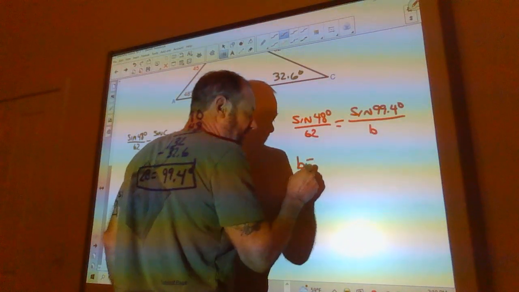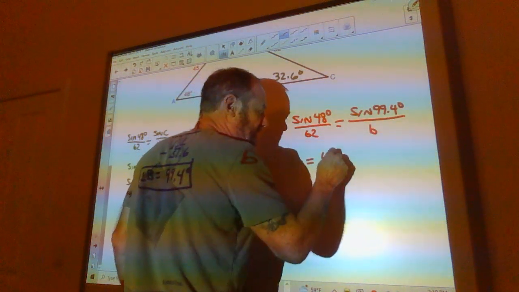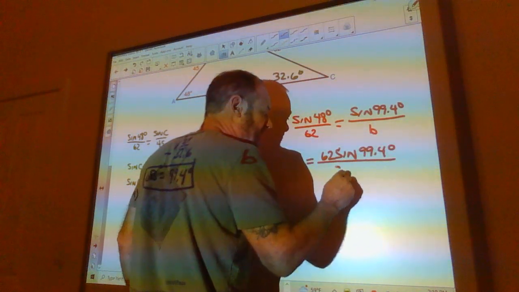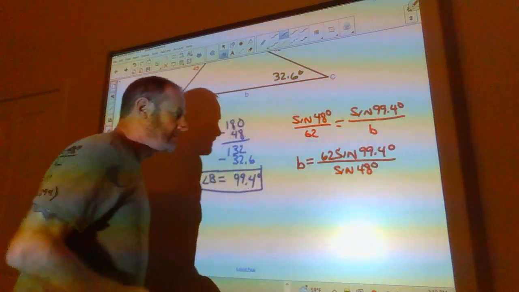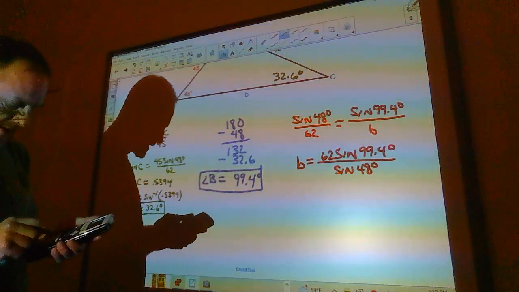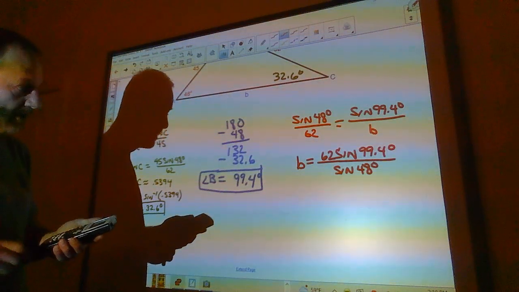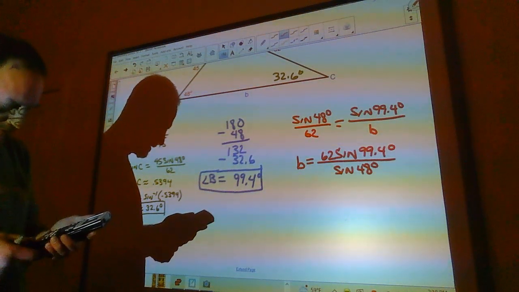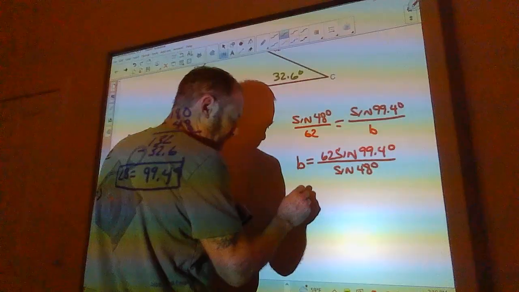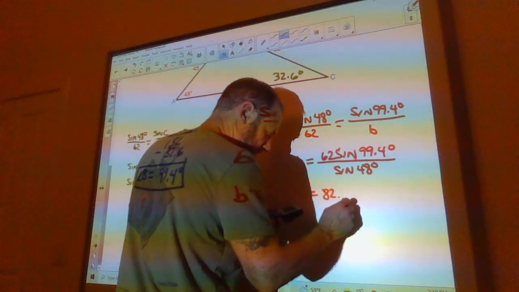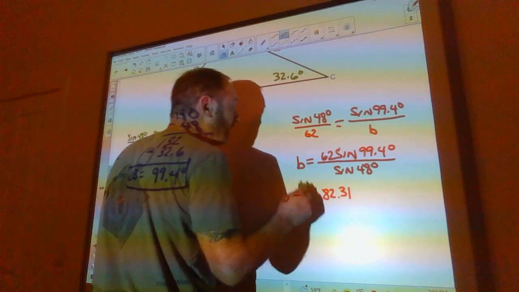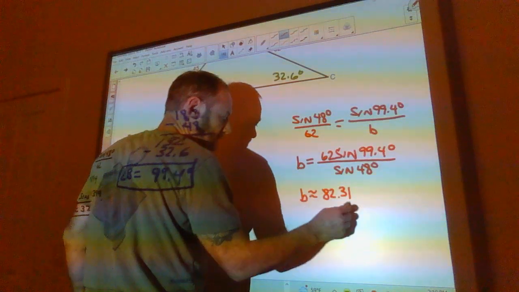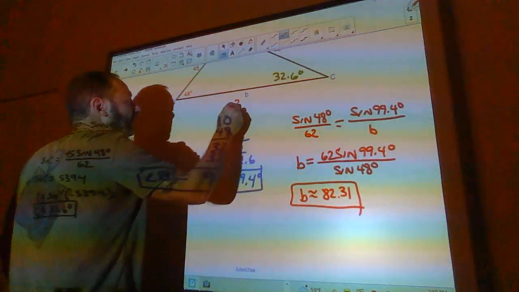So b, as my variable, is going to equal the two diagonal numbers, 62 times the sine of 99.4 divided by the sine of 48. So 62 sine 99.4, take that answer and divide it by sine of 48. And I get 82.3, and about 3.1. And again, this should be approximately equal to, and we'll go ahead and put that right there.